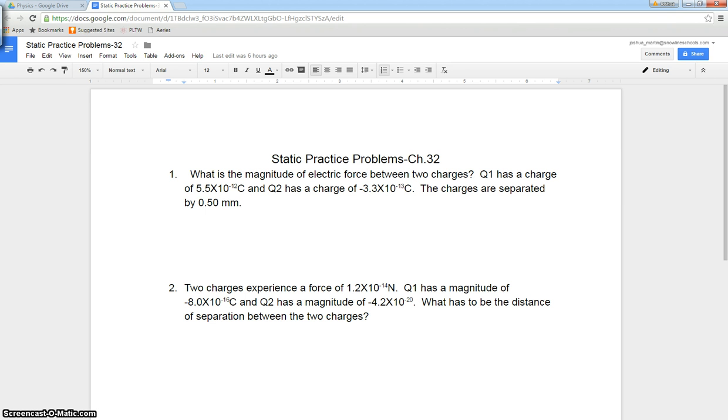Q1 has a charge of 5.5 times 10 to the negative 12th, and Q2 has a charge of negative 3.3 times 10 to the negative 13th coulombs. The charges are separated by 0.50 millimeters. So I'm going to go ahead and get to my page where I'm going to draw. I'm going to sketch it out, and I'm going to write down the clues that we just read about.